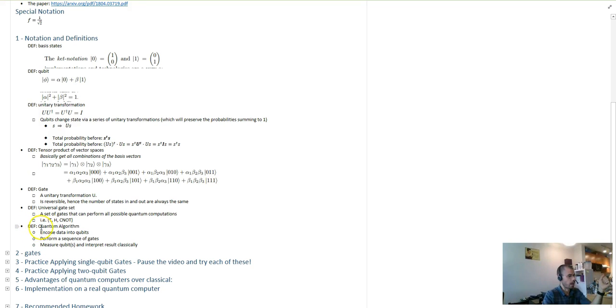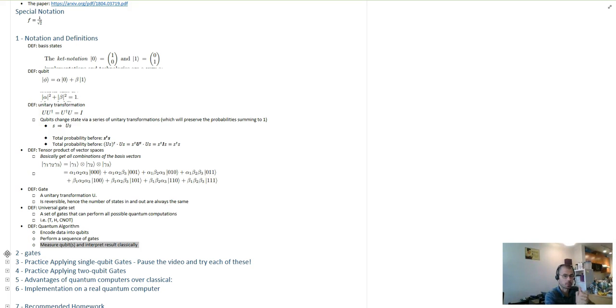So, how a quantum algorithm works is generally you've got some data to start with, right? Some classical data. You encode this data into qubits. So you initialize some qubits to be in certain states. Then you perform a sequence of gates, a sequence of these unitary transformations, to the qubits. And then we measure some qubits at the end and we interpret the result classically. And that's all we do. We just need to figure out how to combine the gates and initialize to get the results we want.